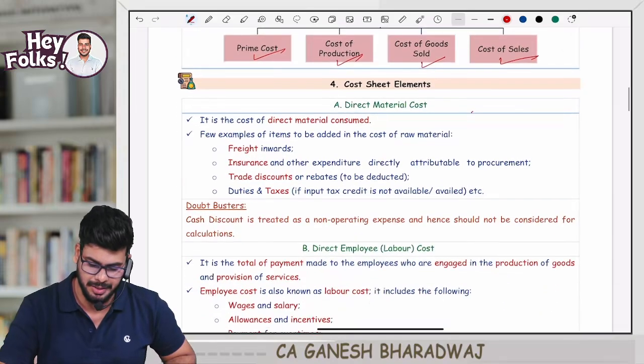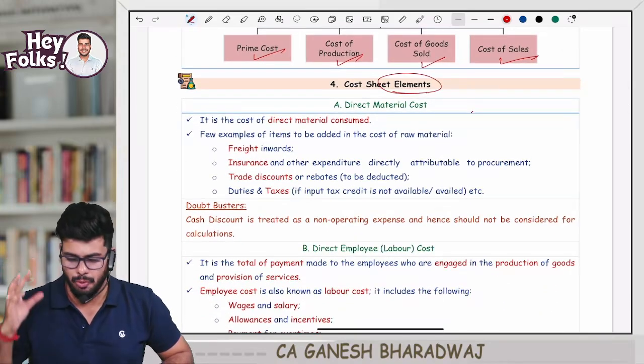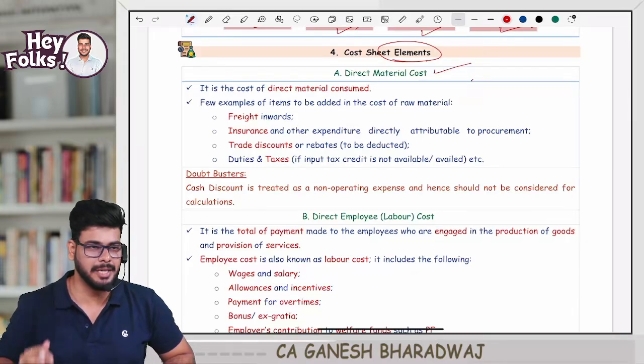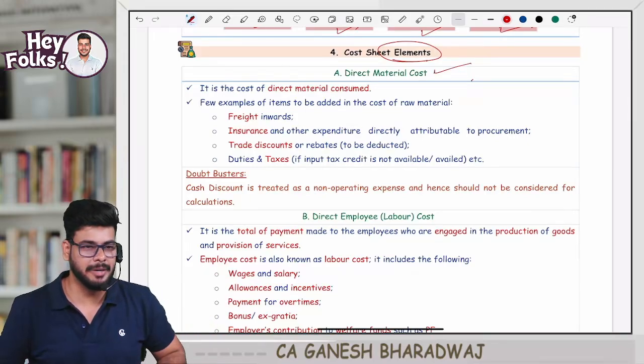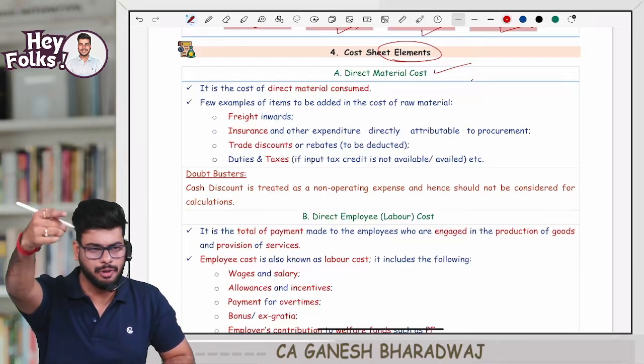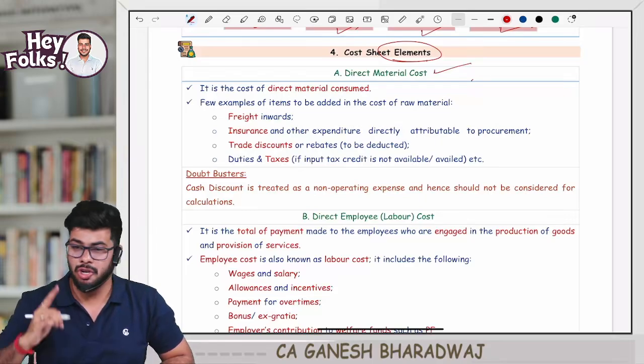Yes. Next. Each of the elements of the cost sheet, now I'm just quickly going through a walkthrough. First, direct material cost, guys. What will come under direct material cost? That is the purchase figure. First, whatever amount you paid to your supplier, that comes under direct material cost. Is that correct? No, not just that.